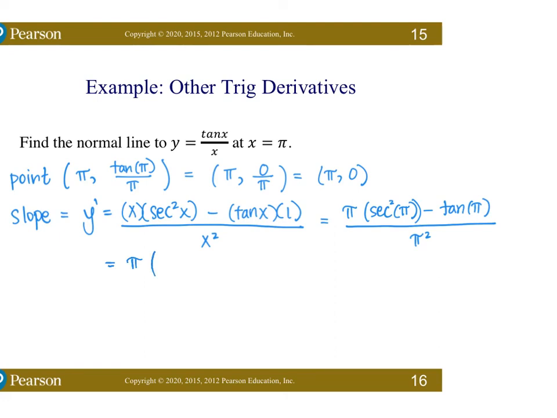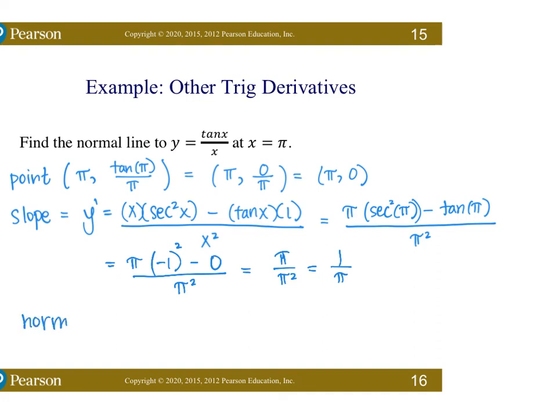So the secant of pi is the reciprocal of the cosine of pi. The cosine of pi is -1. The reciprocal of that is also -1, and then I'll square that. The tangent of pi, we've already established, is 0. And we've got pi squared. So that gives me a numerator of pi and a denominator of pi squared. So my slope is 1 over pi.